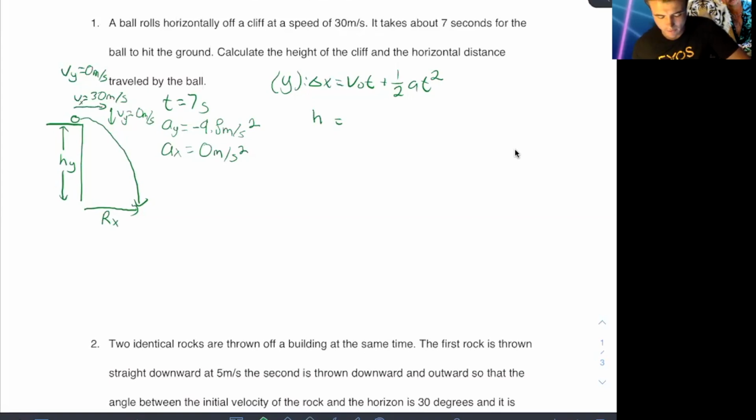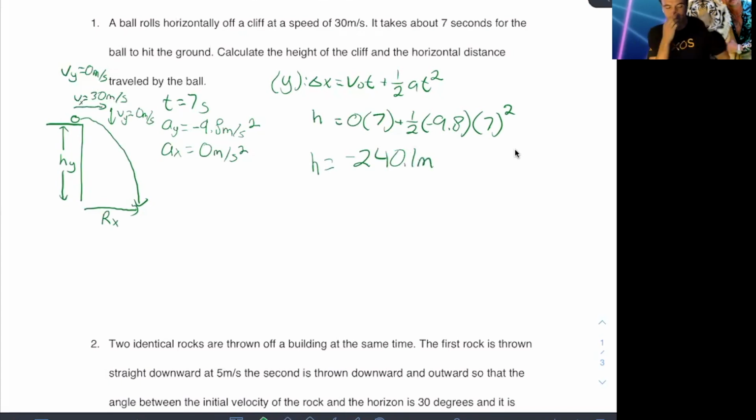And then the initial velocity is 0. The time it takes is 7 seconds to hit the ground, plus 1/2, and then we know that the acceleration is negative 9.8 meters per second squared. Time is 7 squared, right? 7 seconds squared. Okay, and then when you solve this out, you get a height that equals negative 240.1 meters.